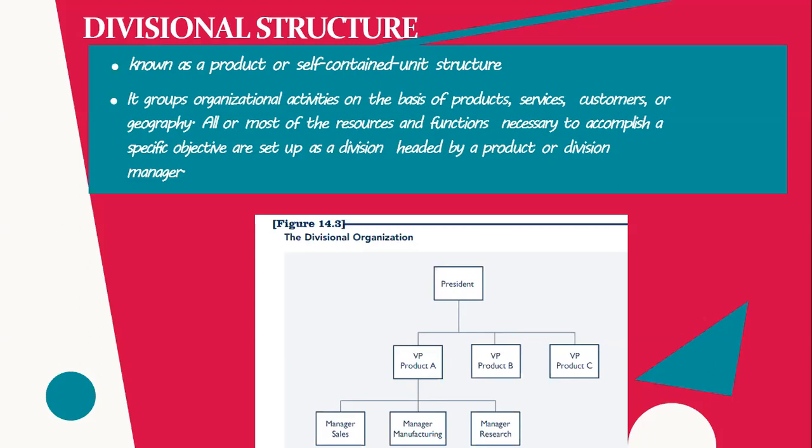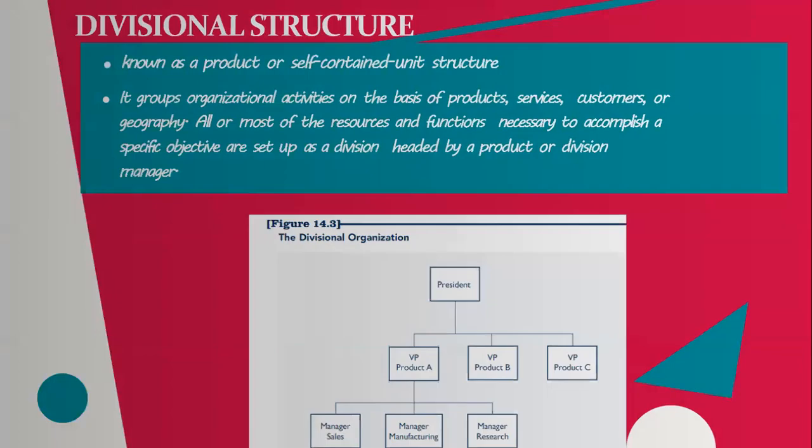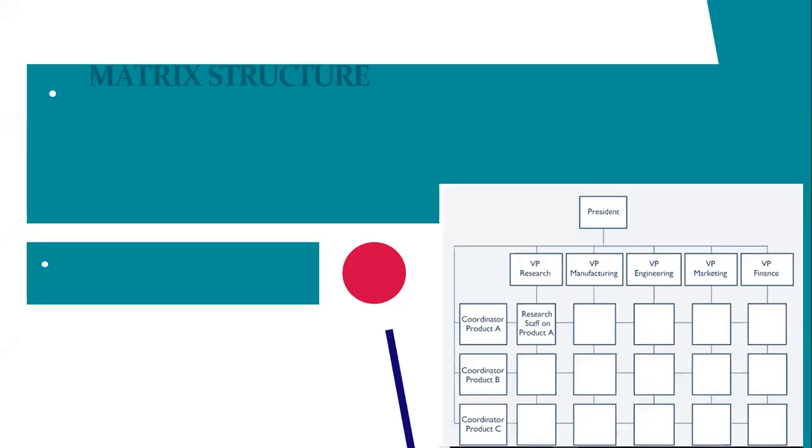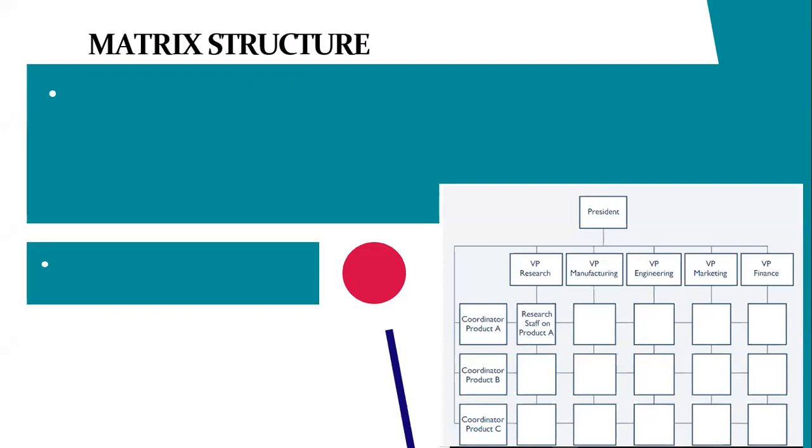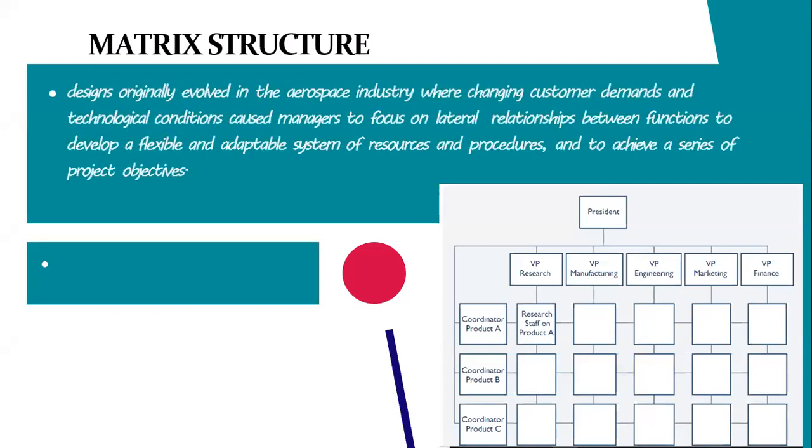So that's for the division structure. We go to the next, which is the matrix structure. This design originally evolved in the aerospace industry, where changing customer demands and technological conditions caused managers to focus on lateral relationships between functions to develop a flexible and adaptable system of resources and procedures and to achieve a series of project objectives. It is also the combination of functional and divisional structure.